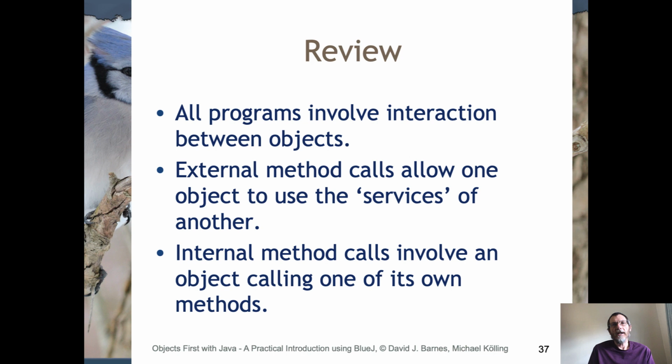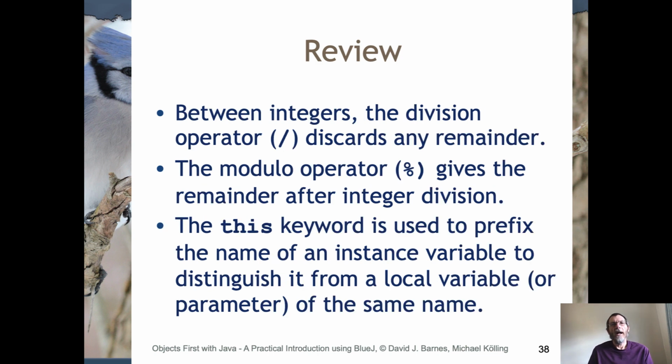We've also seen that sometimes an object wishes to call a method on itself, and we characterize those as being internal method calls. In that particular case, we don't need the name of a variable. Simply writing the name of the method followed by its parameters is sufficient to cause an invocation of that method on the calling object. And then we've introduced a couple of new features of the language.